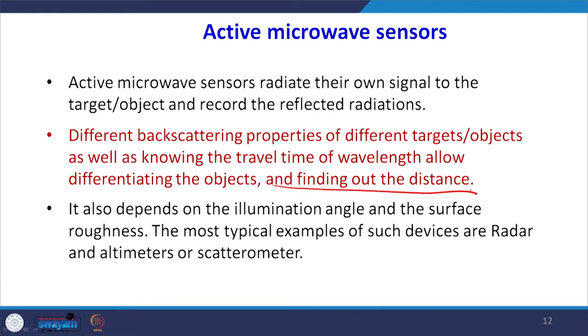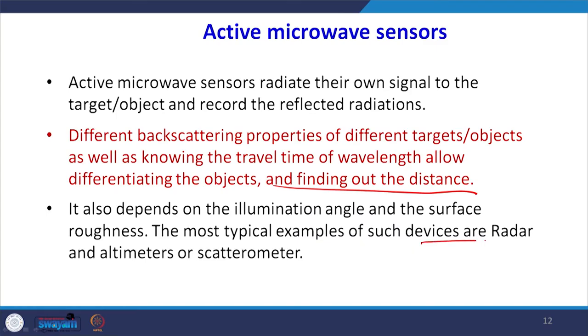It depends upon our illumination angle, whether the illumination is vertical or slant at a certain angle, and also the roughness of the object, whether the surface is smooth or rough. Here the examples are radar systems, altimeter or scatterometer. These are called active microwave systems, and they send the beam from their own source and also record the distance. So this is an active microwave sensor.